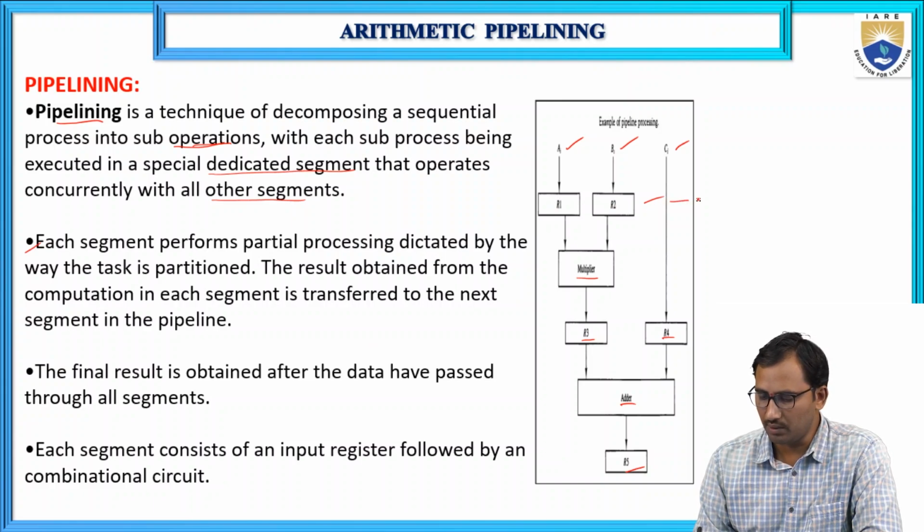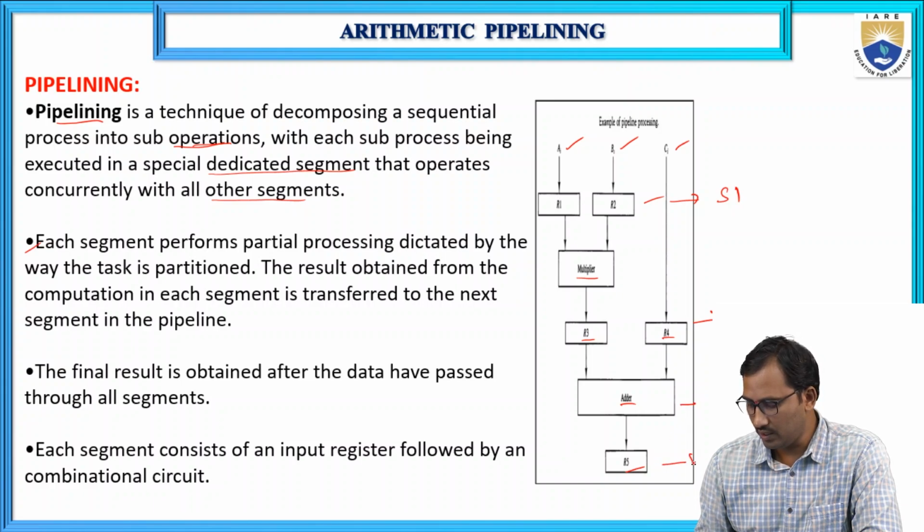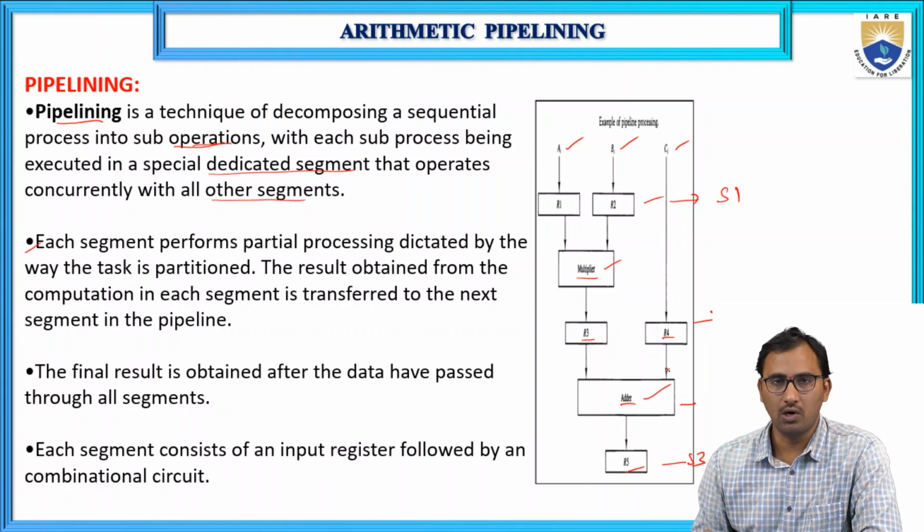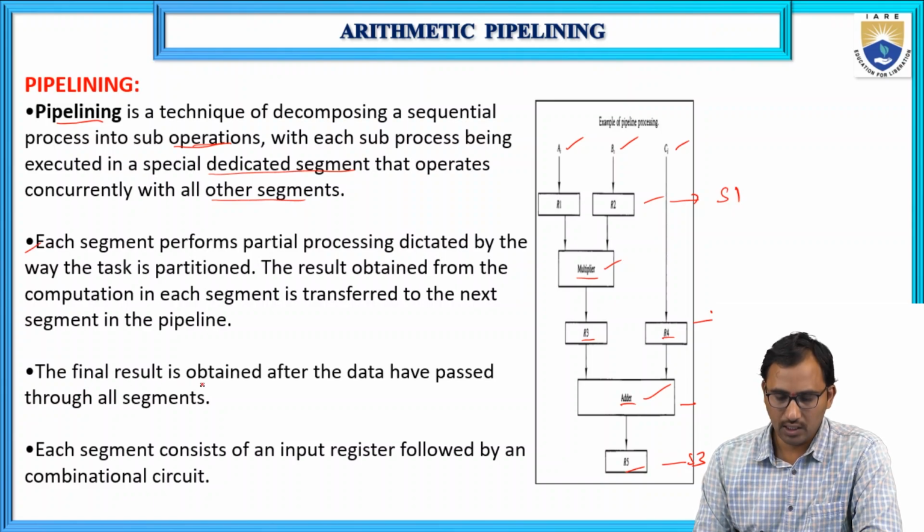Suppose this is one segment, segment 1, segment 2, segment 3. Each segment has some inputs followed by a combinational logic circuit. So this multiplier and adder are all combinational logic circuits. Combinational logic circuit means it is implemented using logic gates, and the final result is obtained after the data have passed through all the segments. Each segment consists of an input register followed by a combinational logic circuit.